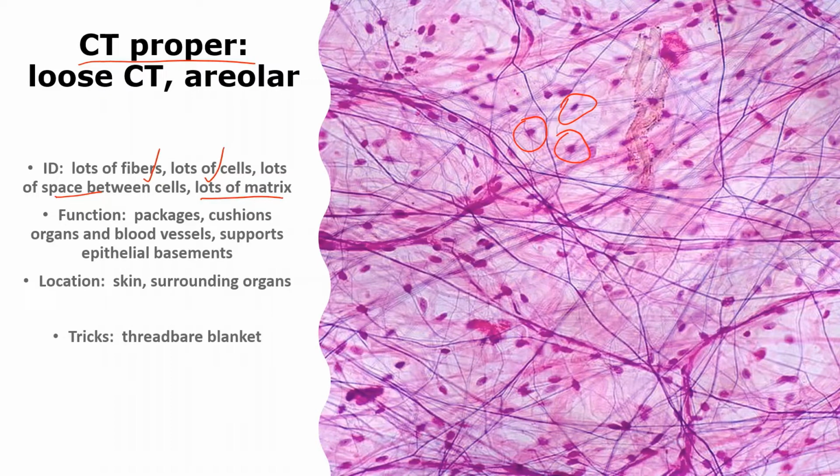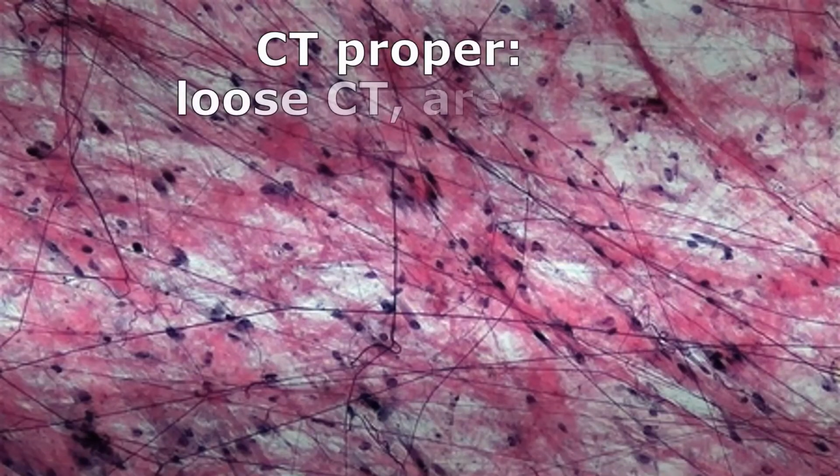Tricks: again, think of a threadbare blanket or some kind of shirt that's old and raggedy, and you can start to see the fibers and the holes that are ripped in the fabric. Let's look at some other images of it. Another good picture of loose connective tissue, specifically this is areolar tissue, and you should probably always start with the most specific as you can get. You can always back out to general on an exam, but it's hard to scoot inward to be more specific on an exam. So here's some more areolar tissue.